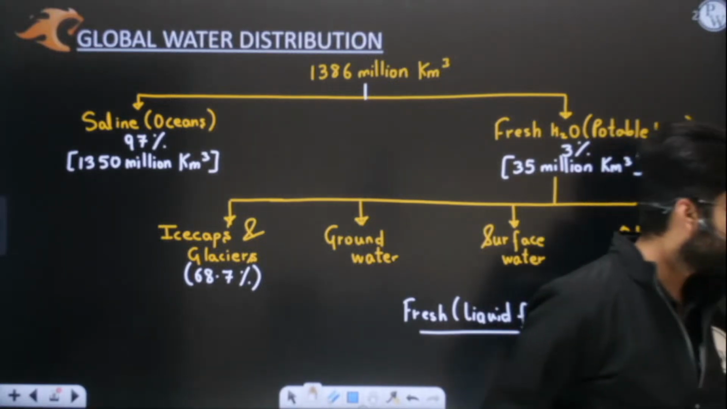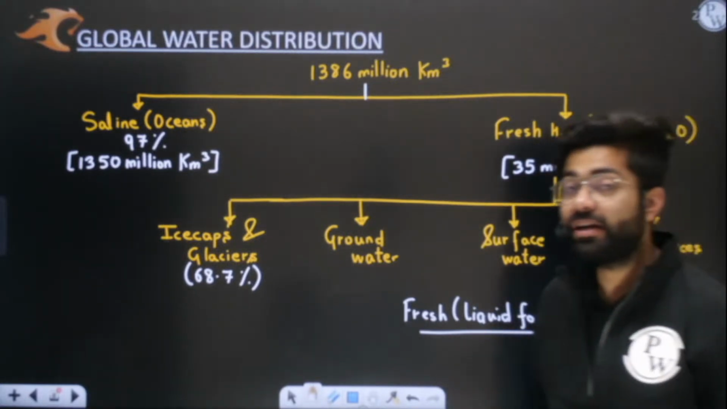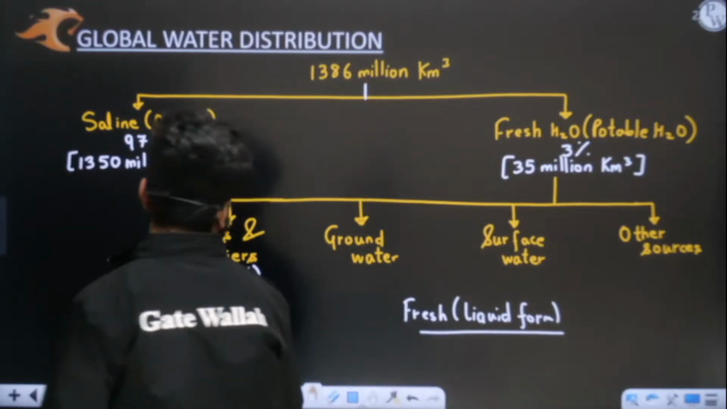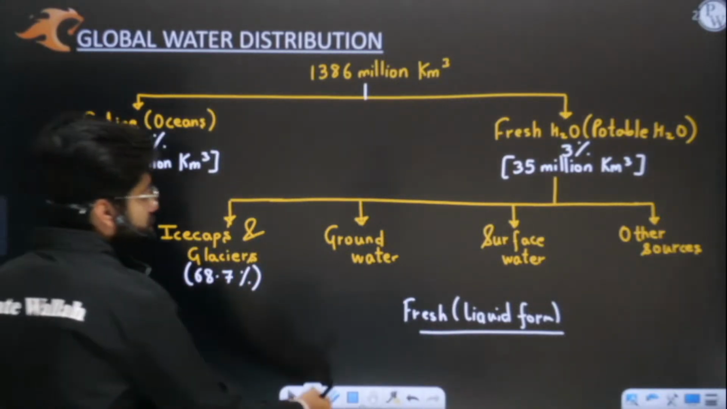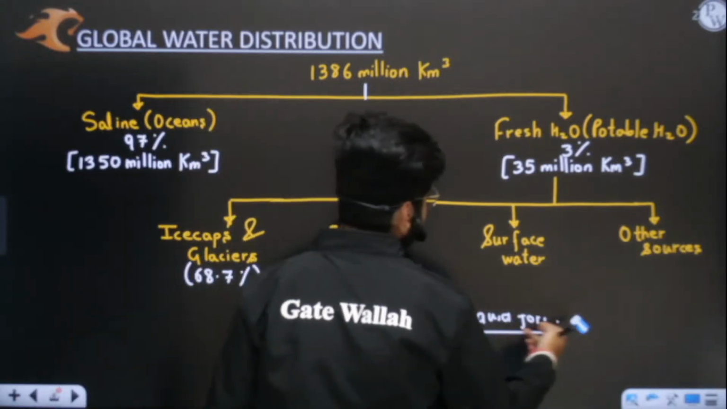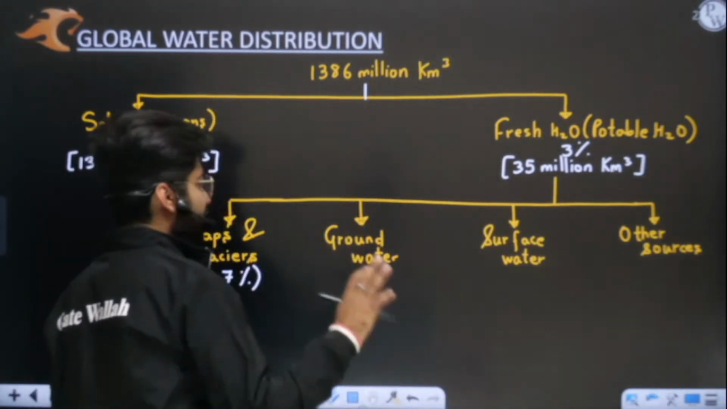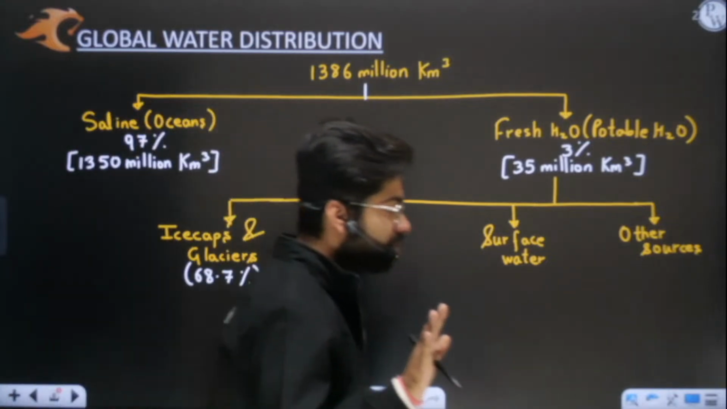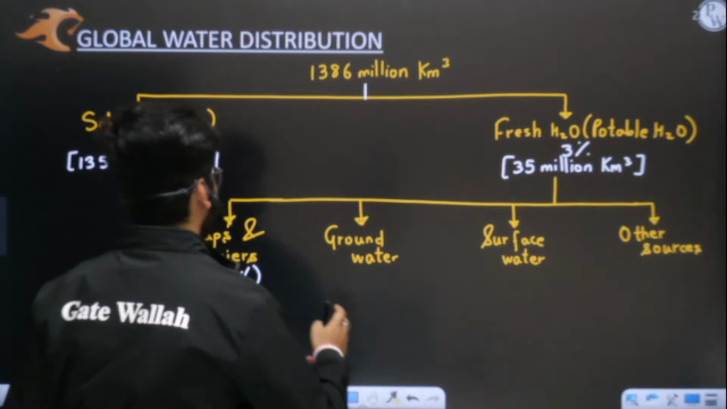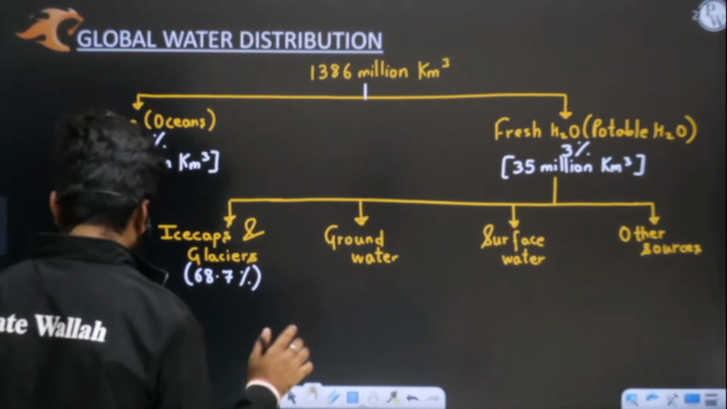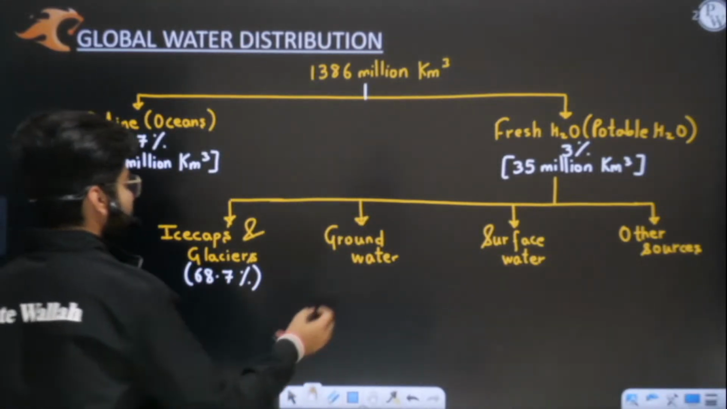Approximately how much? Approximately 30%. Why? Because approximately 70% is in frozen form, so the remaining will be in liquid form. Yes or no? Out of 100, if you remove 70, only 30 will be left. So this type of question can be asked.